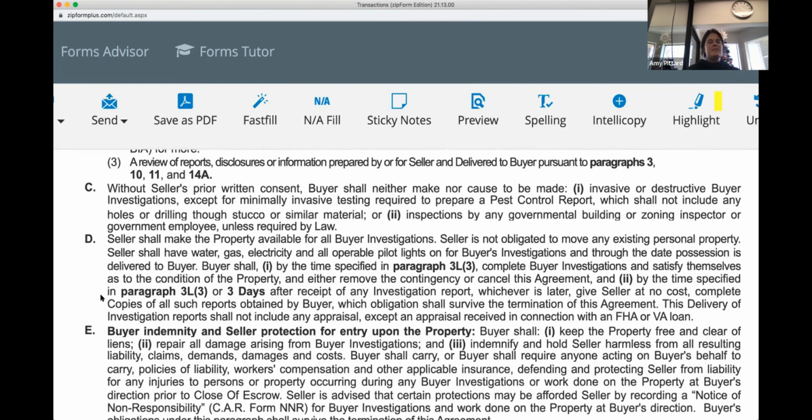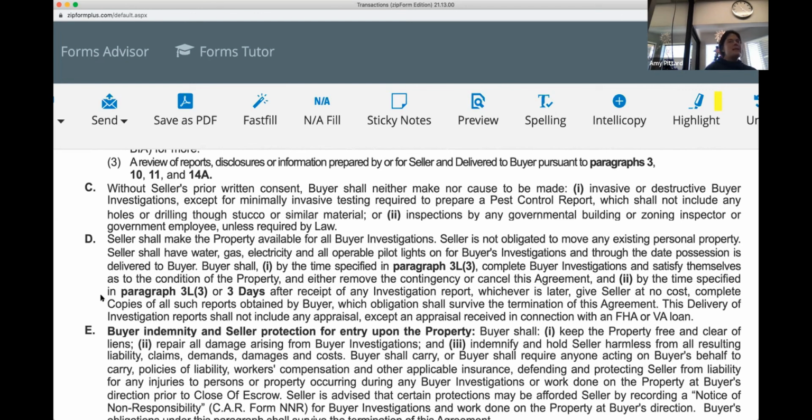C is without the seller's prior written consent, buyer shall neither make nor cause to be made invasive or destructive buyer investigations, except for minimally invasive testing required to prepare a pest control report, which shall not include any holes or drilling through stucco or similar material, or inspections by governmental building or zone inspectors or government employees unless required by law. So what that means is that you're not going to do damage as part of your inspections.